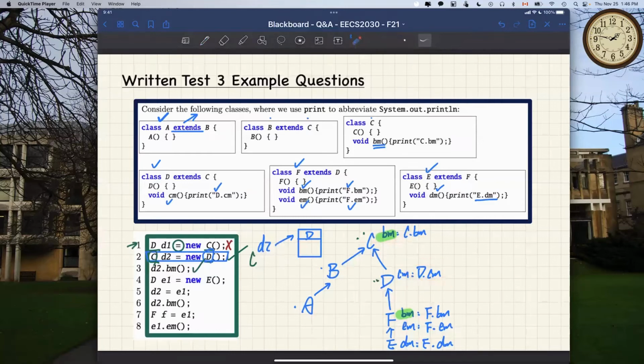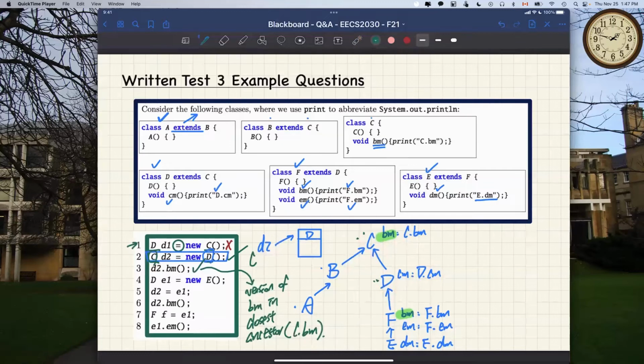Let me say it again. We're going to call the version of BM on the dynamic type, which is D. You can see D itself does not override BM. So that means it's going to find the BM in the closest ancestor, which is C. So this one is going to call the version of BM in the closest ancestor. In this case, it would be C.BM. All right, so that's this line here.